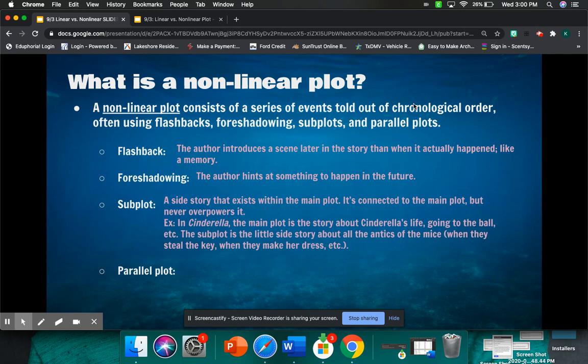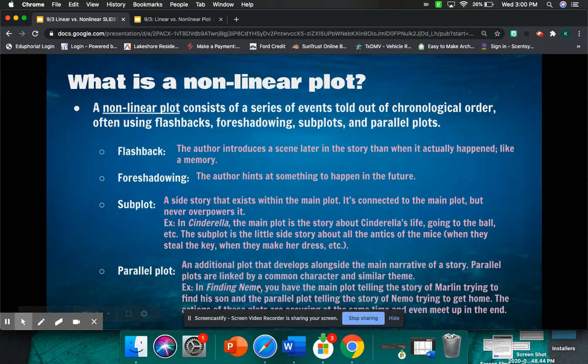A subplot is a side story that exists within the main plot. It's connected to the main plot, but never overpowers it. An example of this is in Cinderella. The main plot is a story about Cinderella's life, going to the ball, etc. The subplot is a little side story about all the antics of the mice, when they steal the key, when they make her dress, all the things that the mice are doing behind the scenes.